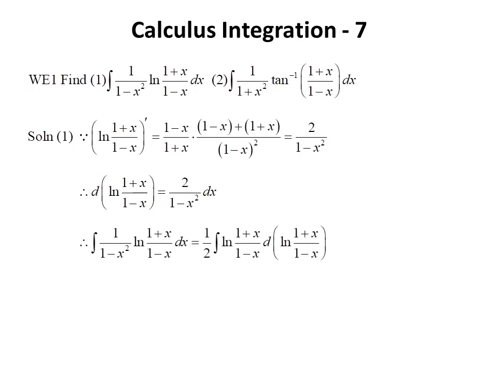So, the entire antiderivative equals 1 over 2 times the integral of ln of (1 plus x) over (1 minus x) d ln of (1 plus x) over (1 minus x), which equals 1 over 4 times the square of ln of (1 plus x) over (1 minus x), plus c.